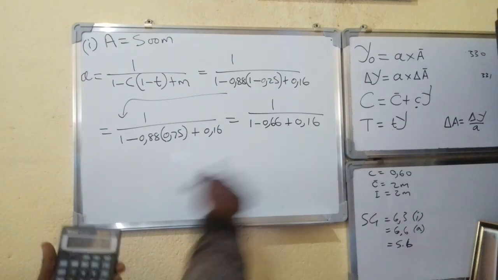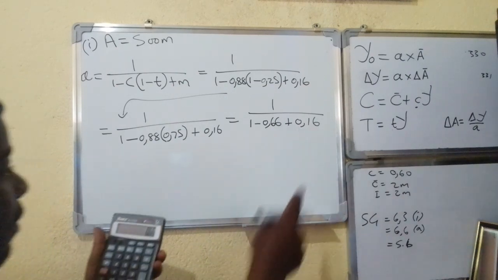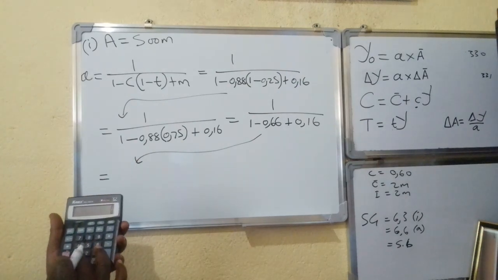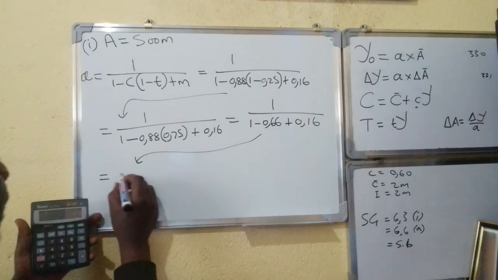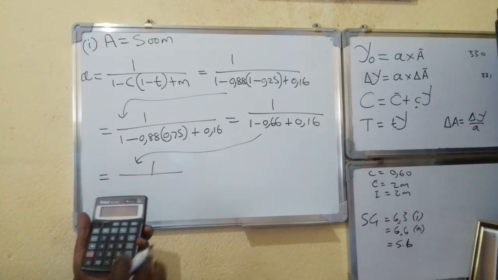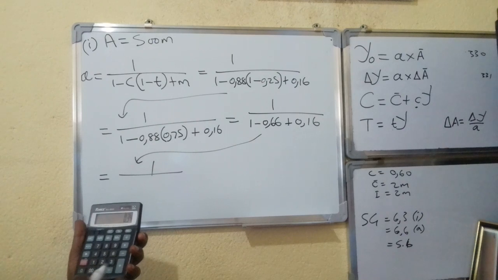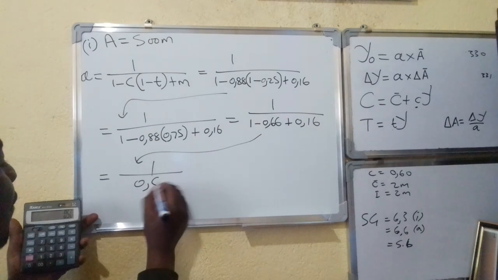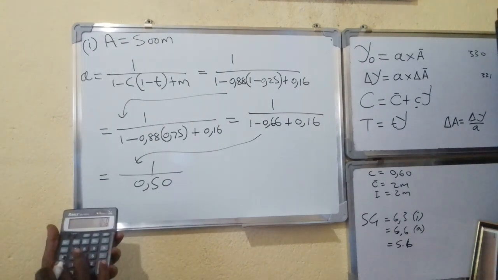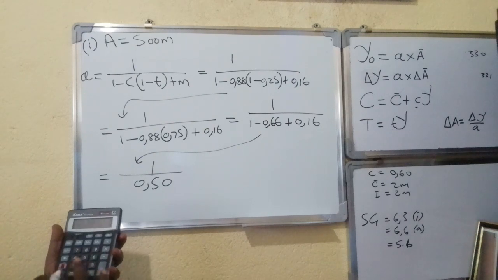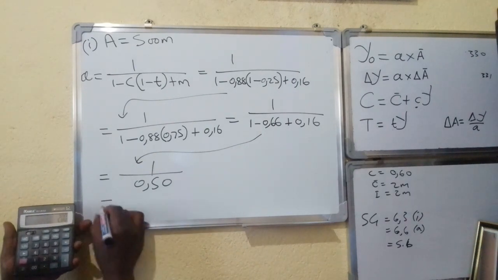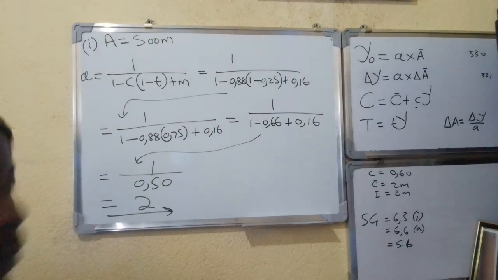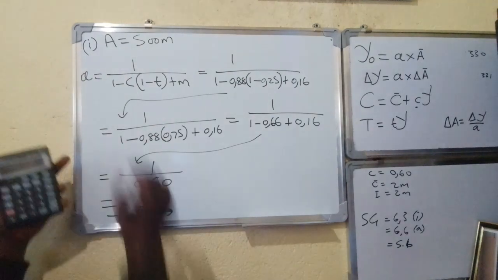Now it's maths, simple maths. It's this minus this plus that. Okay? So let's move. Our 1 still comes on top. So we have 1 minus 0.66 equals to something, plus 0.16 equals 0.50. And then 1 divided by 0.50, we have our multiplier equals to 2. So, we are done with the first one, we are done with the second one.